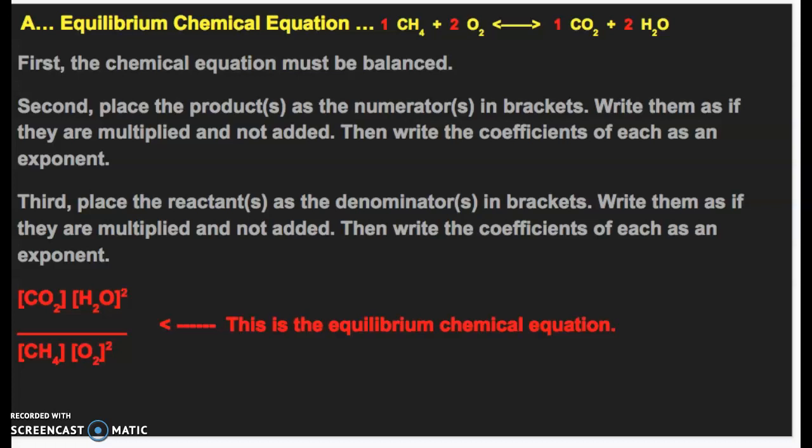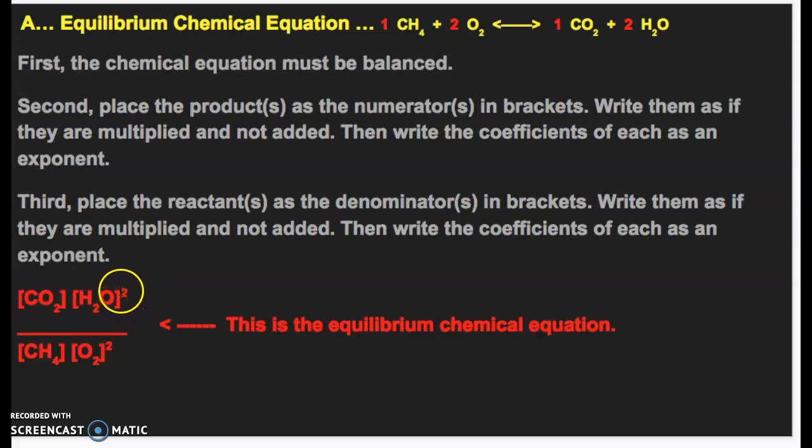First thing you have to do on the equilibrium equation, you put the products above the bar as a numerator. You can see here, carbon dioxide and water. But when you do that, you put a bracket, then you put CO2, the carbon dioxide, close bracket. Notice I did not put a plus sign there. You open up a new bracket, put water, H2O there, close bracket. So now you have the two products, CO2 and H2O.